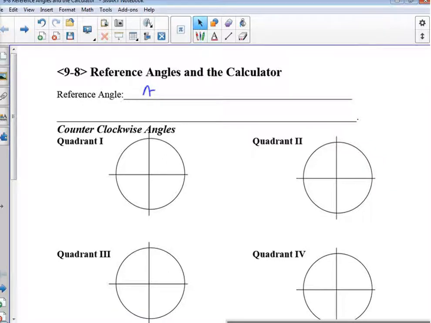Okay, today we are going to be talking about reference angles, and it's very important that you get this definition memorized, especially a couple of keywords within it.